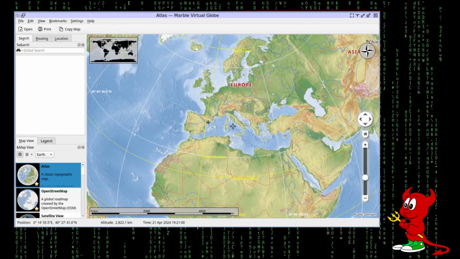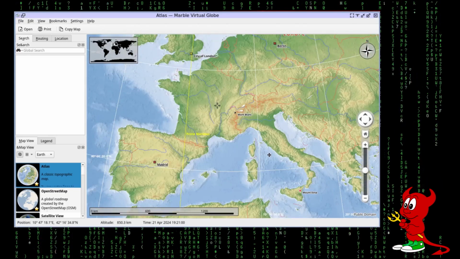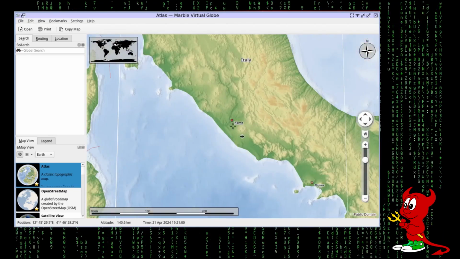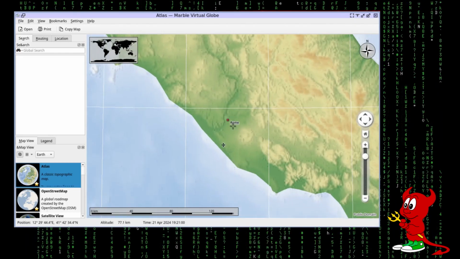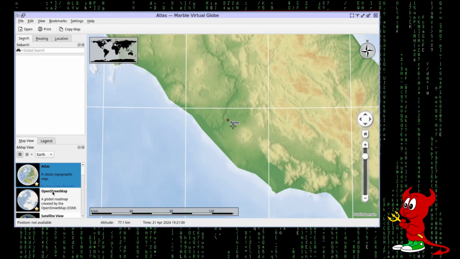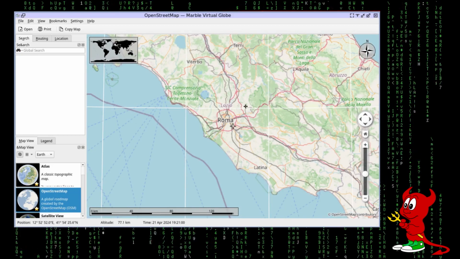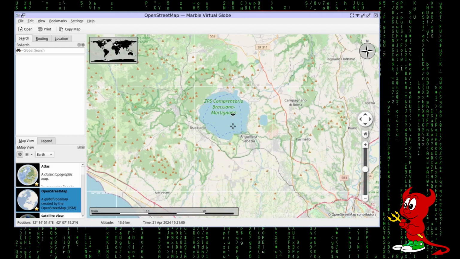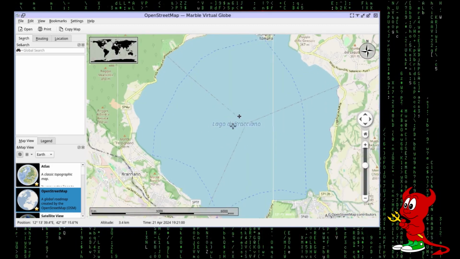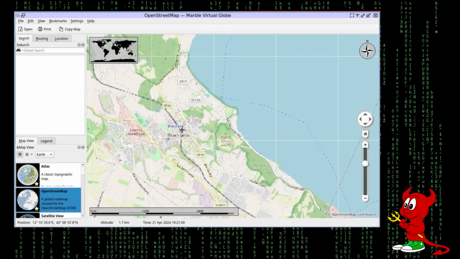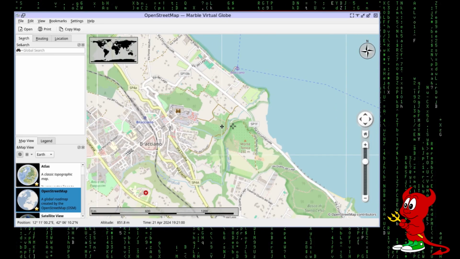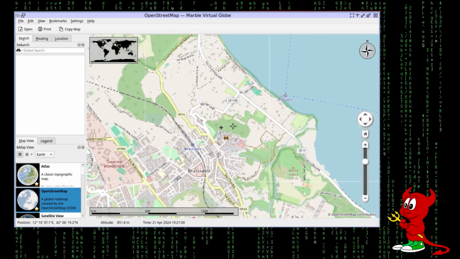This can give kids a notion about how far things are apart. Let's go to Rome and click on the OpenStreetMap. Here we can explore, for example, this small lake and see what is around here. I just picked some random place to have a look at.